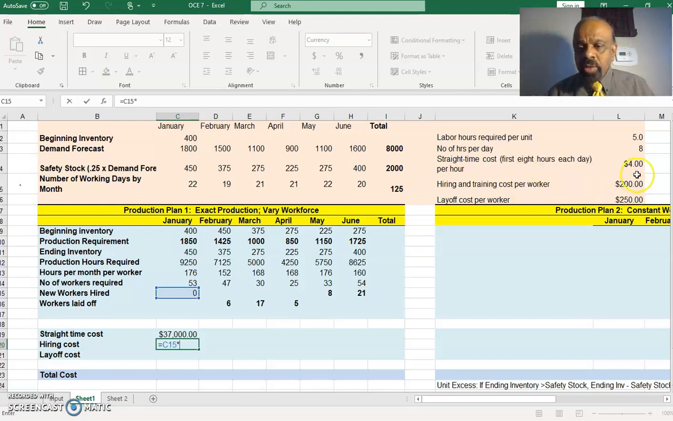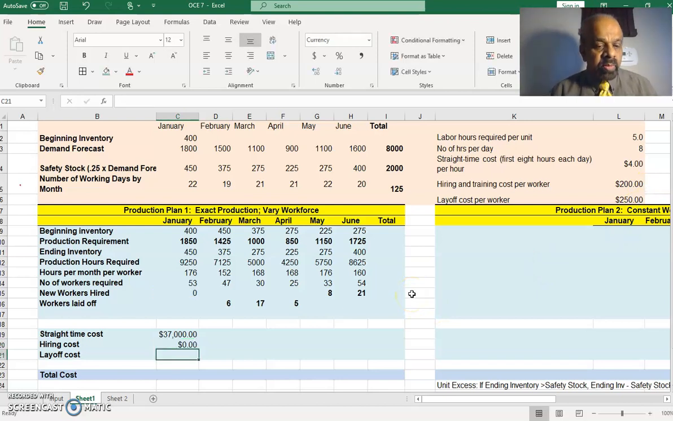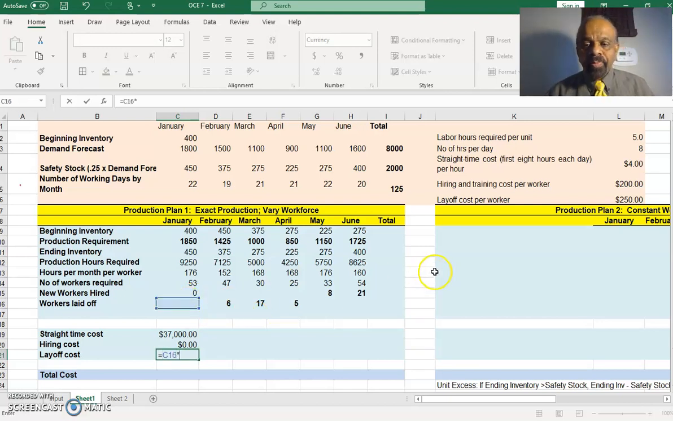My hiring cost is going to be, I'm not hiring anybody, which is 0, times my hiring and training cost of $200. So I'm going to be calculating that, which is 0. My layoff cost basically is going to be equal to, I'm not laying off anybody either. So that is going to be 0 times my layoff cost per worker, which is $250, and that is going to be 0.